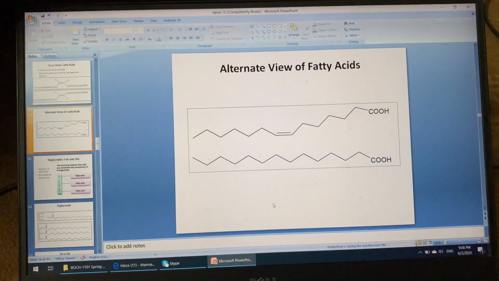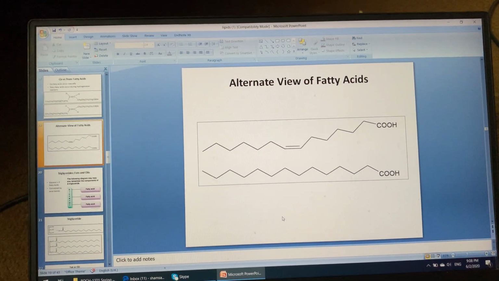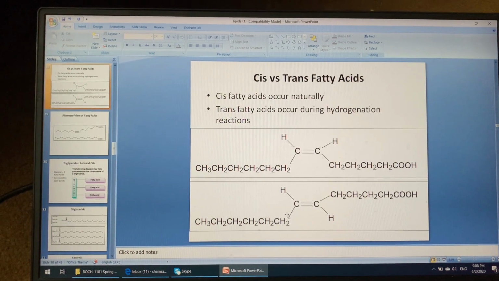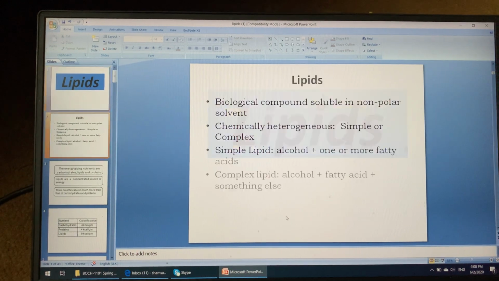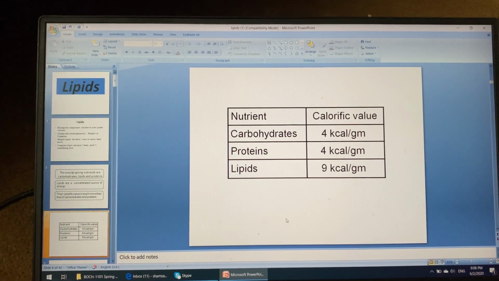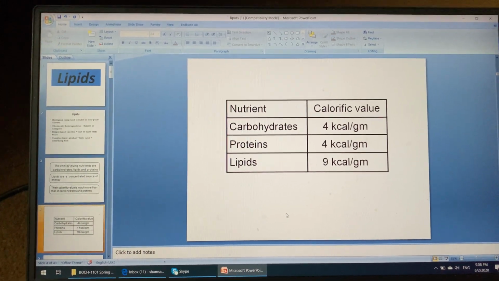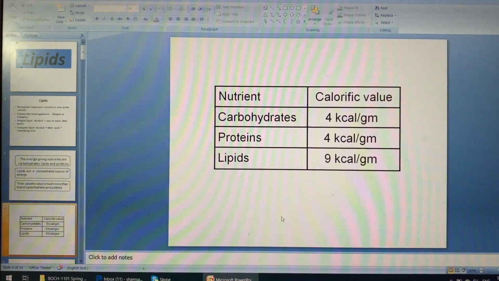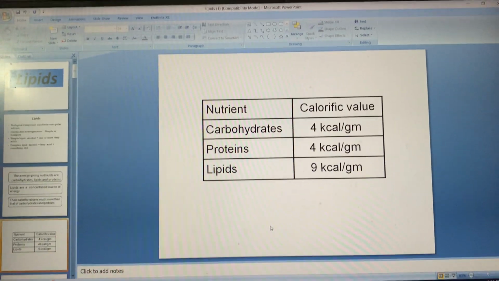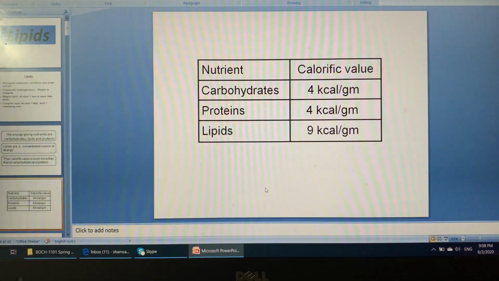I hope this lecture will be sufficient to explore the view of the lipids and fatty acids. In the next lecture, we will discuss in detail the fatty acids. Till now, you can overview these 2 lectures for a detailed content of lipids.